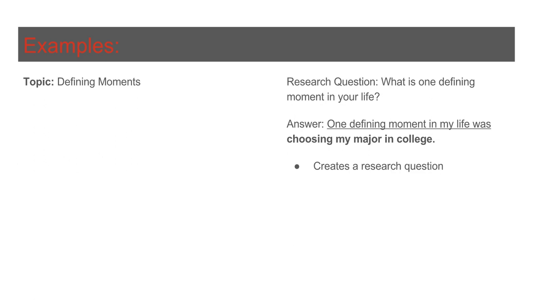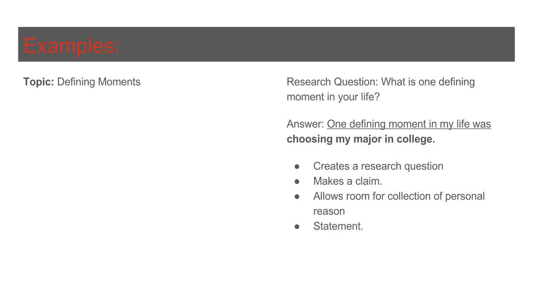So, again, we created a research question. We made a claim in answer to that question. There's room for a collection of personal reasons why that was a defining moment, which would be your research, and there's a statement. These are all the elements we need to make a working thesis statement that we can build our essay off of.